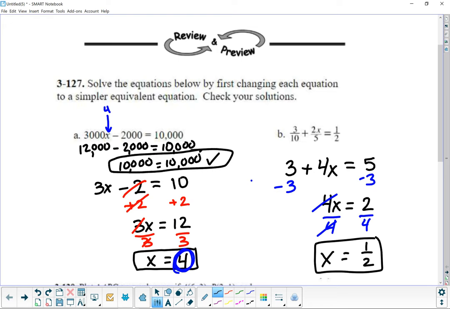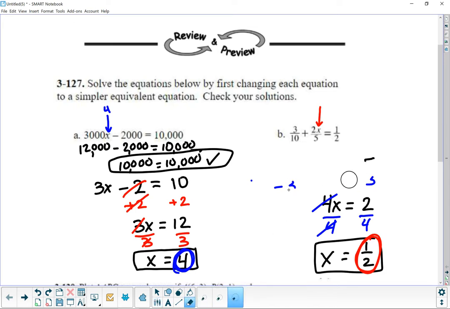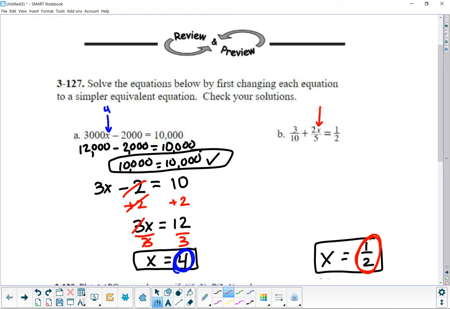Okay, second one, we're going to go ahead and plug in 1/2 into the fraction. I'm going to use that to check. So I'm going to make a little bit of space for myself. So you plug in 1/2 in here.